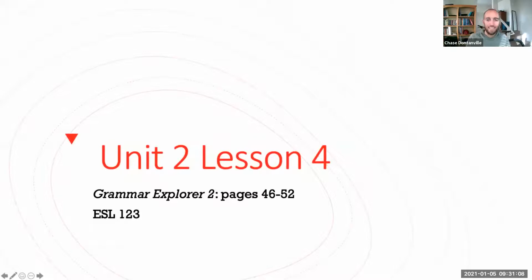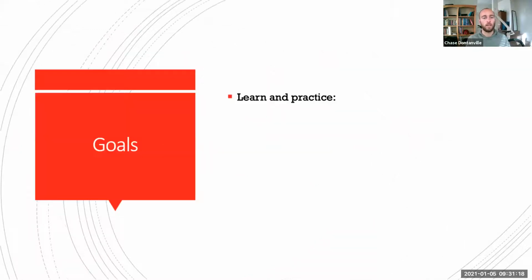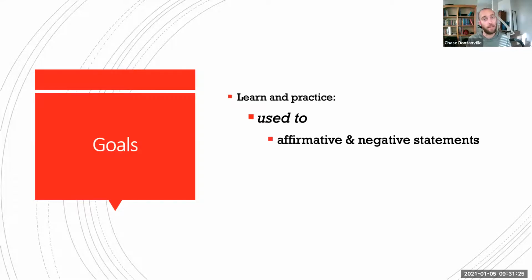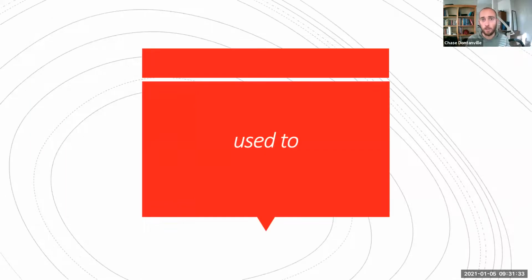All right, everybody. This is the final lesson, lesson 4 for Unit 2, pages 46 to 52 of your Grammar Explorer textbook. In this lesson, we will learn and practice the phrase used to in affirmative and negative statements and questions. And we'll also look at would. So, let's start with used to.